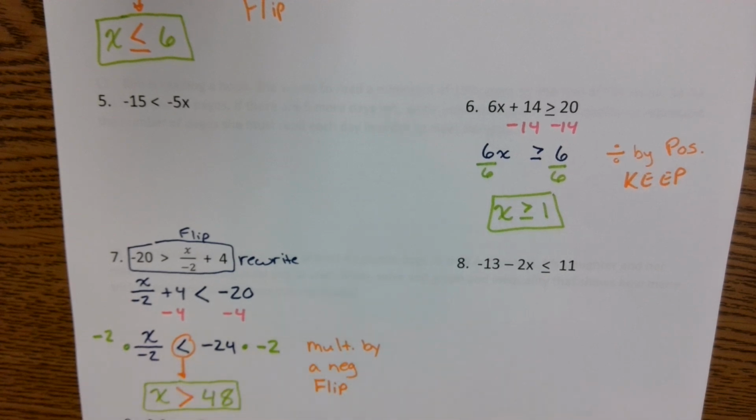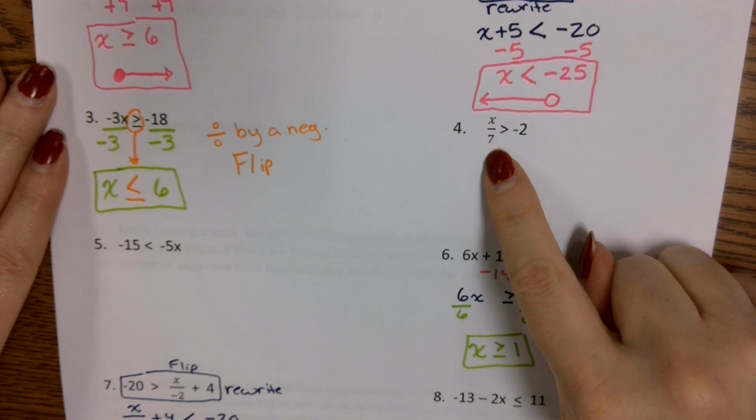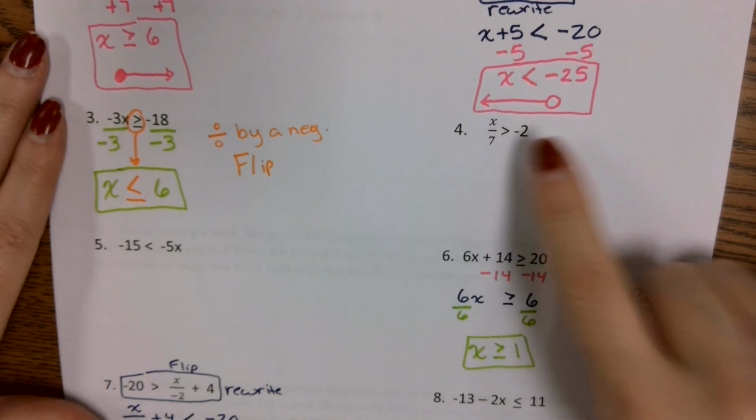Okay, I want you guys to do problem 4, 5, 8, and 9 on your own. Okay, let's go over this real quickly. Here for problem number 4, we have x over 7 is greater than -2. There is no need to rewrite.